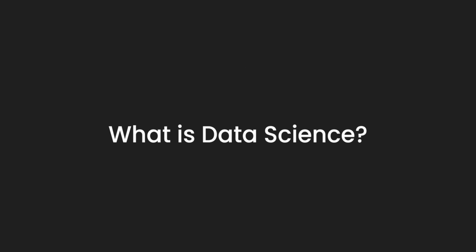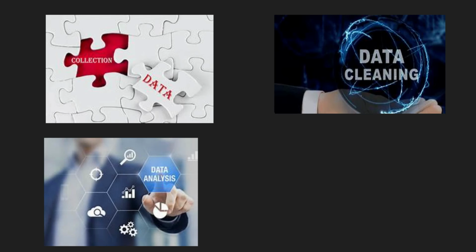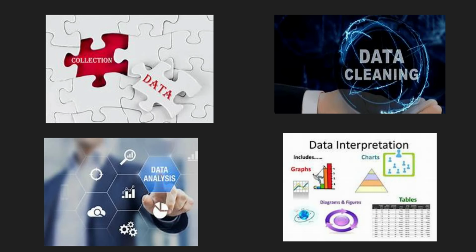What is data science? Data science is a multidisciplinary field that uses scientific methods, processes, algorithms, and systems to extract knowledge and insight from structured and unstructured data. It combines aspects of statistics, computer science, and domain expertise to analyze and interpret complex data. Data science involves several steps like data collection, data cleaning, data analysis, and data visualization. Each of these steps is crucial for transforming raw data into actionable insights.